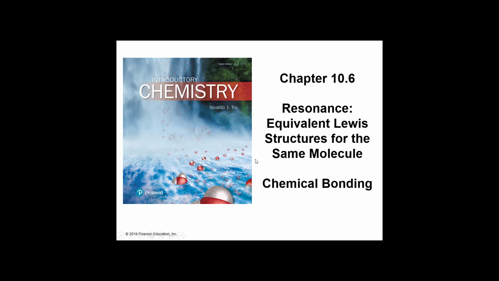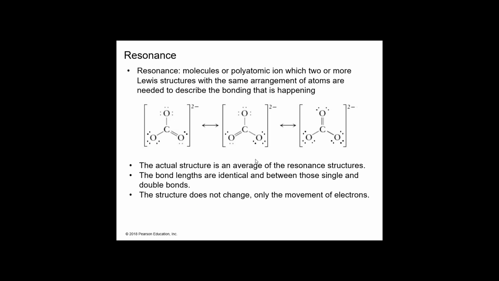Hi class, we are now going to cover resonance in 10.6. So resonance: molecules or polyatomic ions which have two or more Lewis structures with the same arrangements of atoms are needed to describe the bonding that is happening. So let me break this down.